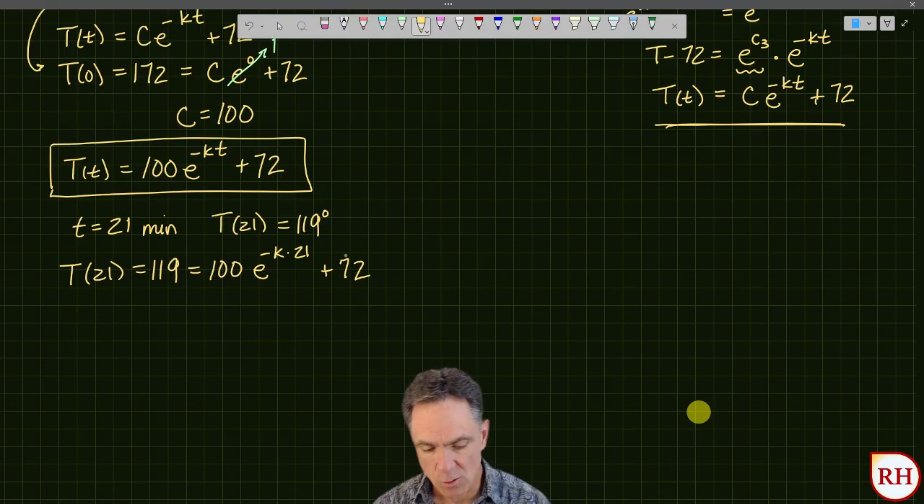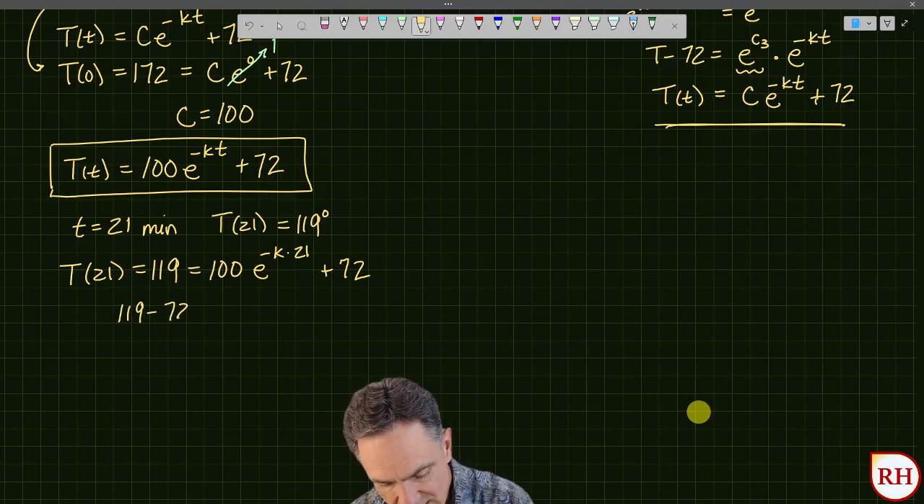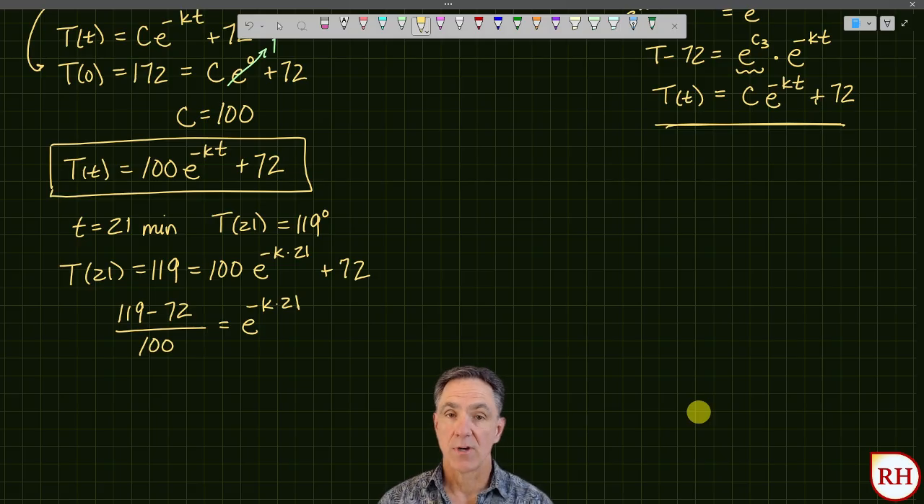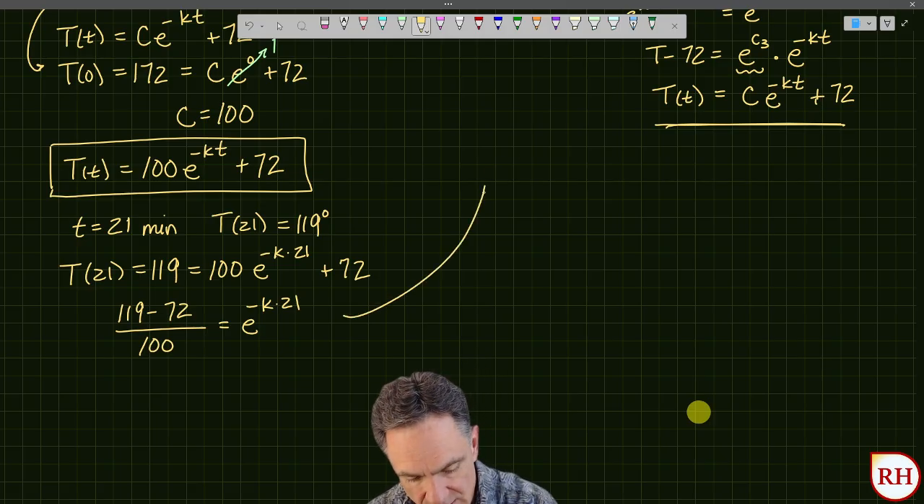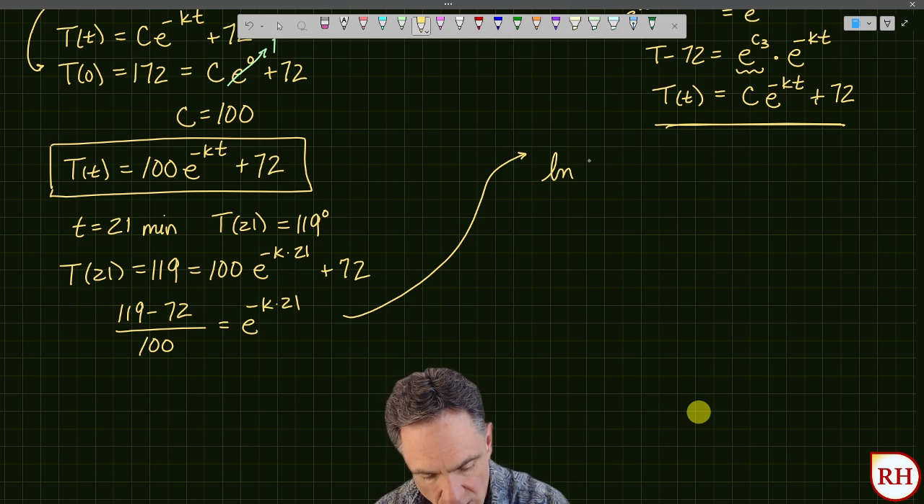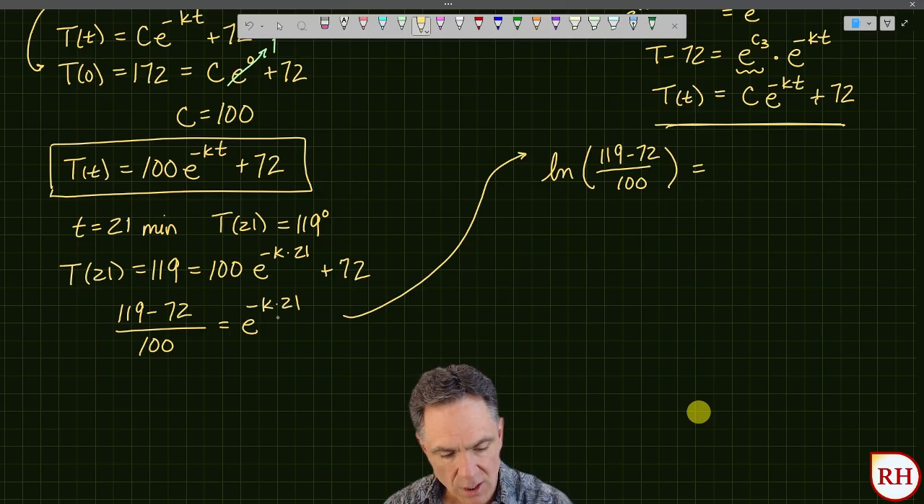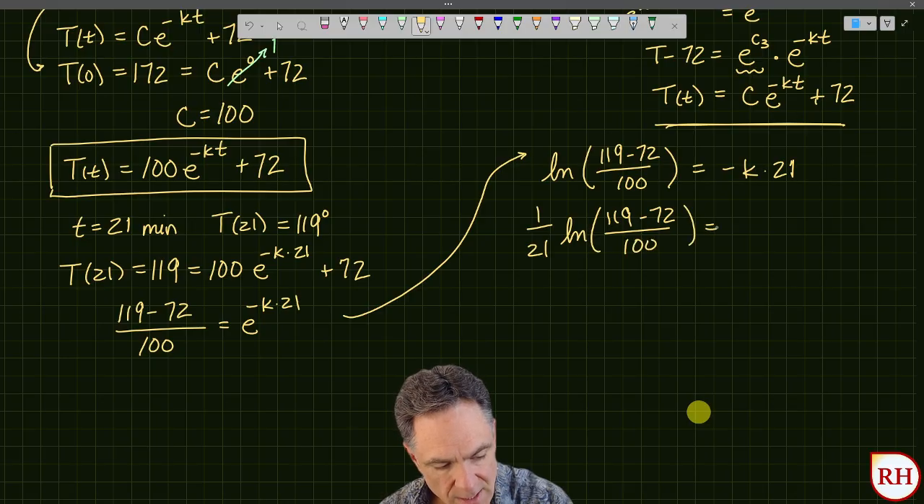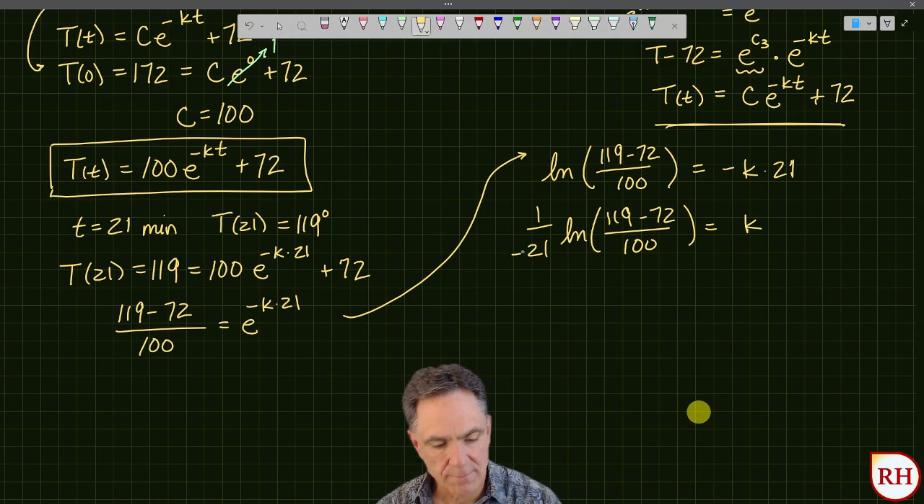We're going to subtract the 72 off of both sides. We have 119 minus 72. We're going to divide by 100. That's equal to e^(-k times 21). Then we can apply the logarithm to both sides in order to solve. So let me continue over here. We'll apply natural log to (119 minus 72) divided by 100, is equal to, and the natural log of the exponentiation is negative k times 21. And now we just divide. 1 over 21 times the natural log of (119 minus 72) divided by 100 is equal to negative k. And actually I should take the negative and just keep it with the 21, and so we can just calculate the k directly.